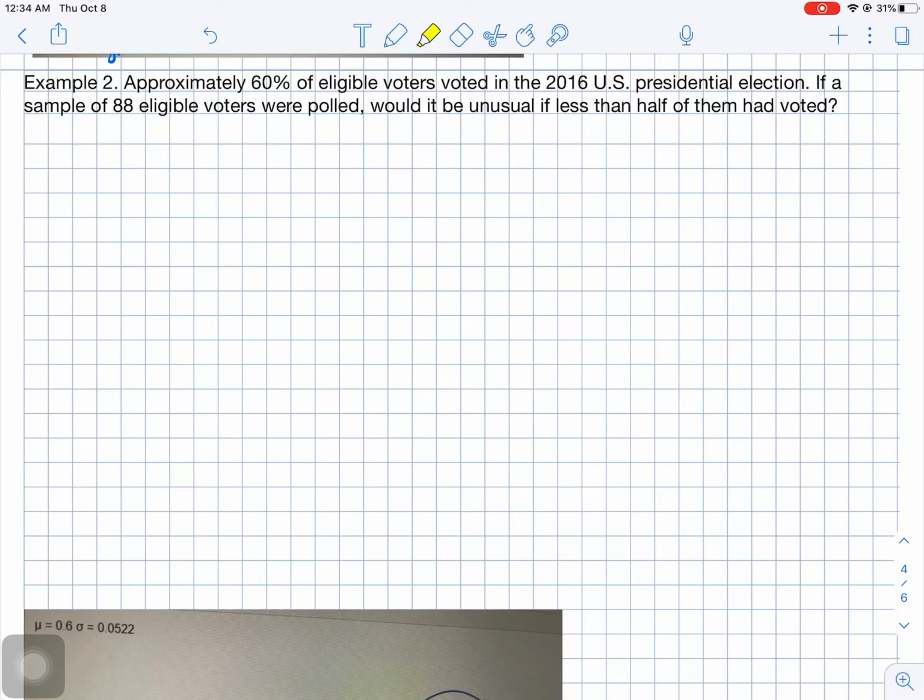Example number 2. Approximately 60% of eligible voters voted in the 2016 U.S. presidential election. If a sample of 88 eligible voters were polled, would it be unusual if less than half of them had voted? So now we first write down the information from the problem.